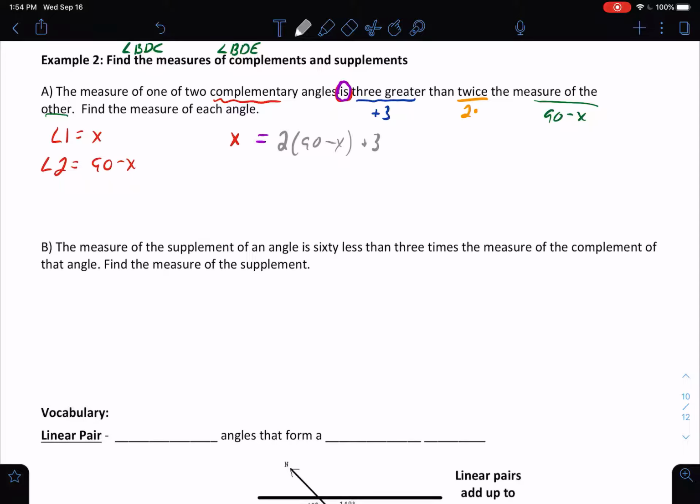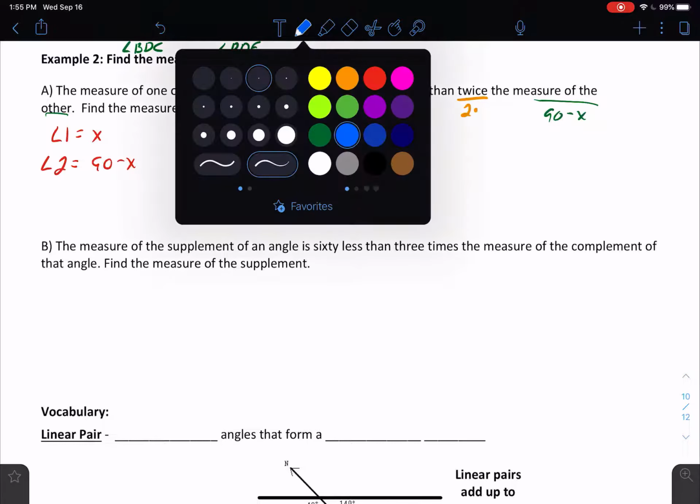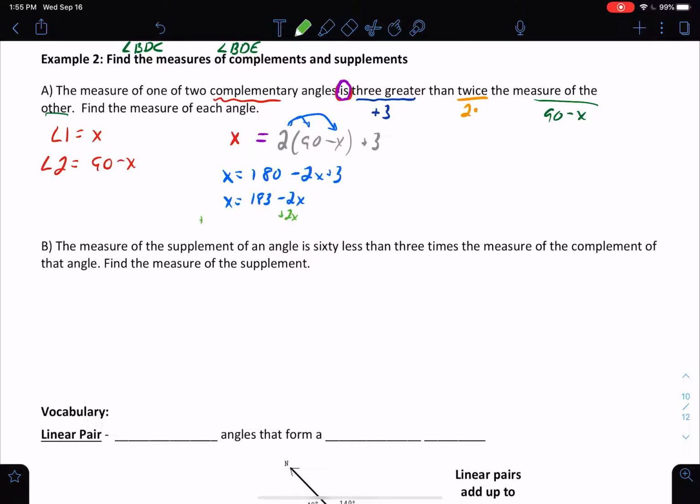It's definitely super tricky. So look at the equation now that it's written and understand how we wrote that given the English words from the sentence. From here we need to solve it. So I'm going to distribute. I got x equals 180 minus 2x plus 3. I'm going to combine like terms on the right-hand side. I'm going to move the 2x over so that the variables are on one side and your numbers are on the other. So we get 3x equals 183.